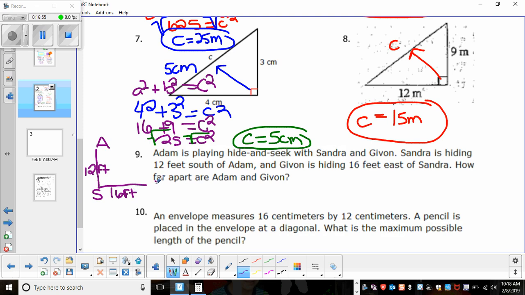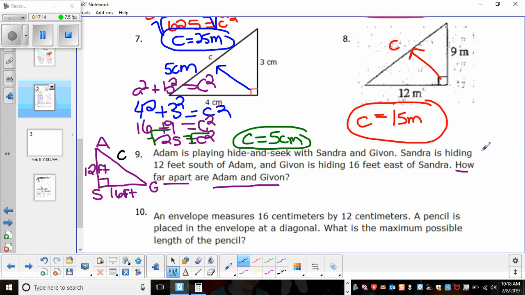So Javon's over here. And then the question says, how far apart are Adam and Javon? So if Adam's here and Javon's here, this question is asking how far apart are the two of them. And so you can see that this question is asking you to find the hypotenuse.